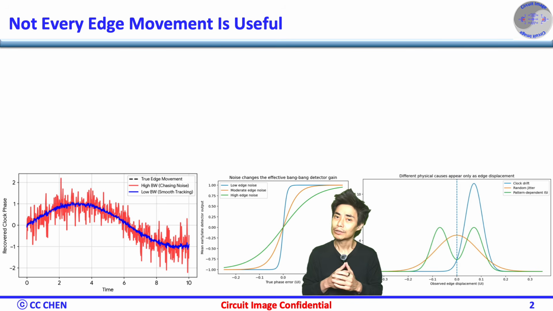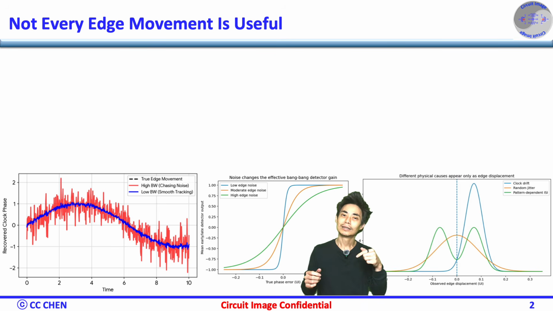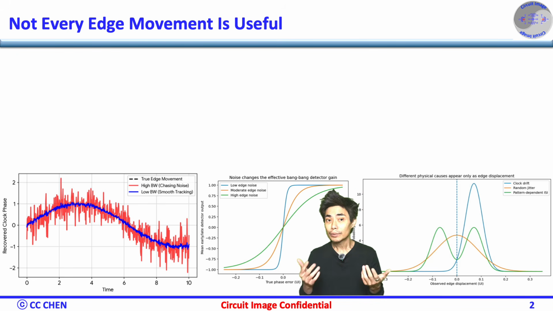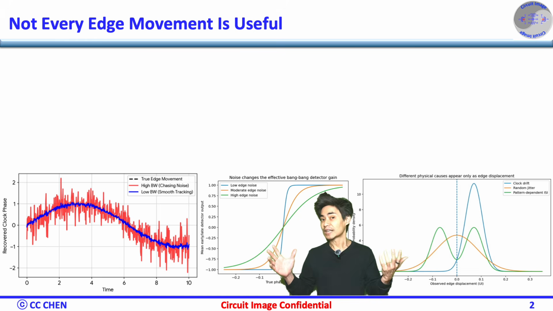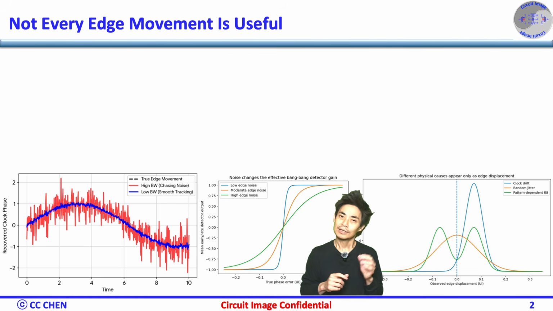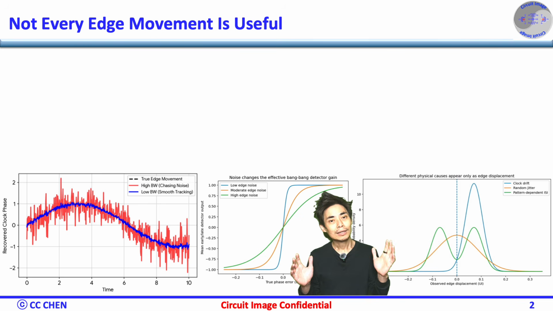Maybe it moved because of ISI. Maybe it moved because of crosstalk. Maybe it moved because of duty cycle distortion. Maybe it moved because the previous bits changed the edge shape. If the CDR bandwidth is too high, the loop responds to all of these effects. Then the CDR is not only tracking TX clock movement, it's tracking noise and distortion.